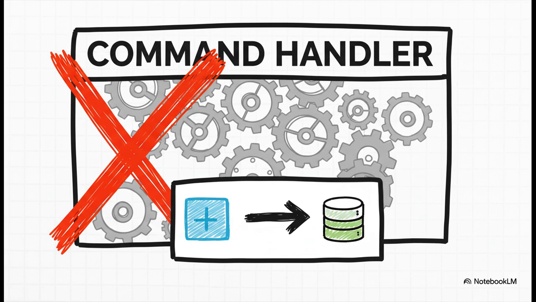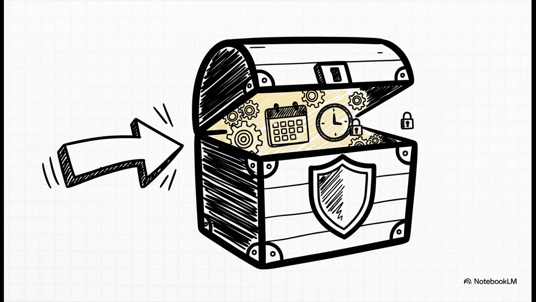Our command handler is now ridiculously simple. All it does is call gathering.create and then asks the repository to save the new gathering. Its only job now is to be a traffic cop, to orchestrate the flow. That's it. And the star of the show, the gathering entity, is completely transformed.